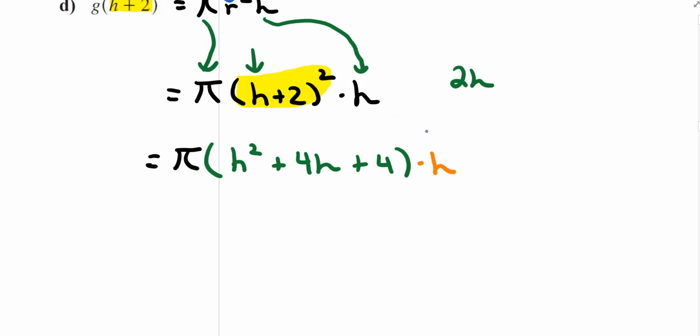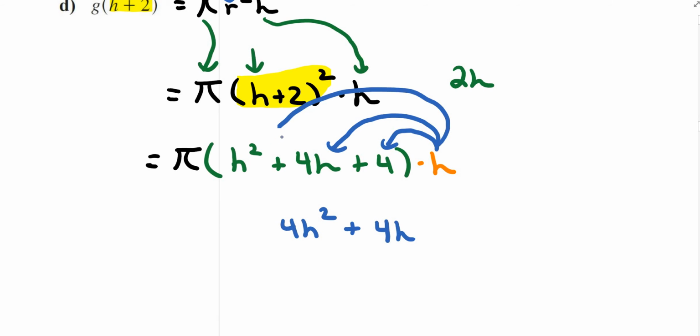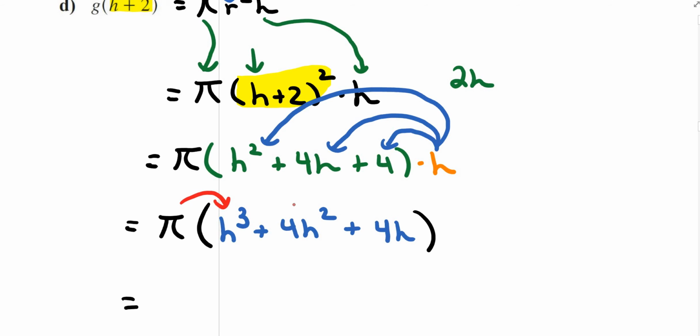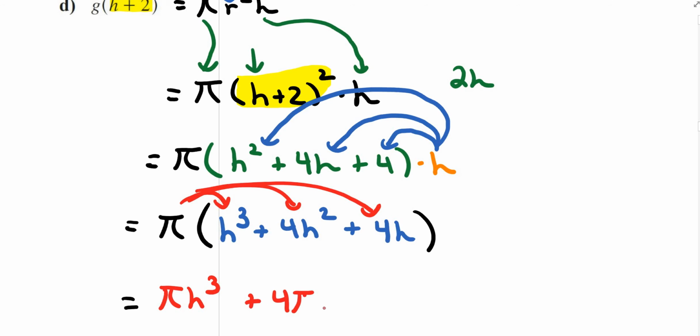Okay, so now we've got to simplify all this. I recommend that you distribute this h here. So let's just go backwards now. This is 4h, and then h times that is going to be 4h squared, and then this orange h times h squared is going to be h cubed. All right, so let's put that in the brackets and then the pi. And this is a correct answer, and if you want to go ahead now and distribute the pi, you can. If I do that, I would get pi times h cubed plus 4 pi h squared, and finally I have 4 pi h. And there's your final answer for question 10D.